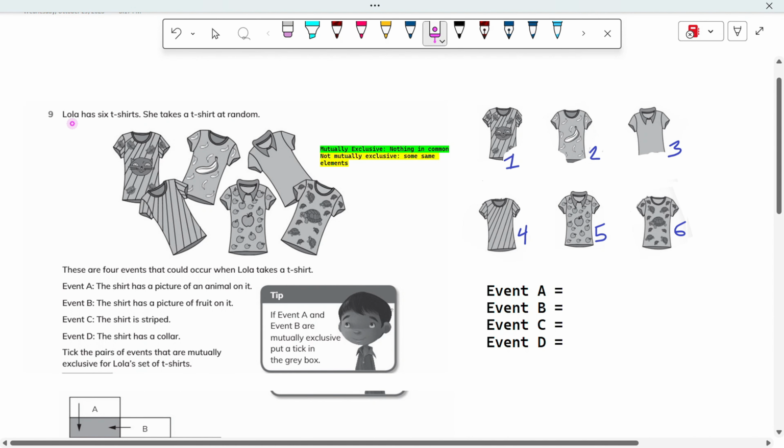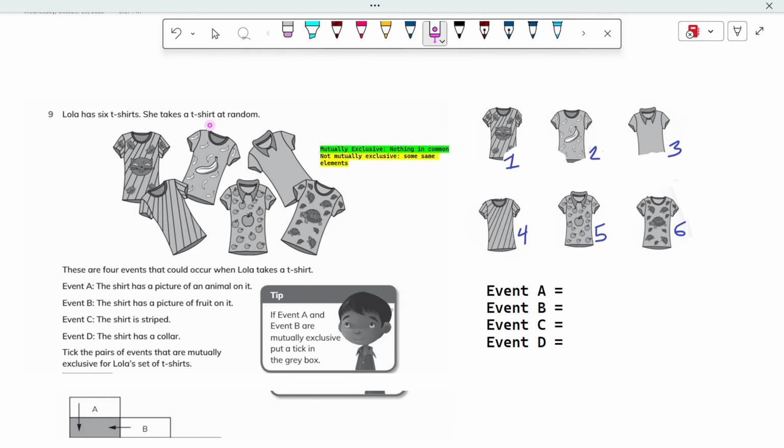Alright, our question reads, Lola has 6 t-shirts. She takes a t-shirt at random. So these are the 6 t-shirts. And I've redrawn them over here and numbered them 1, 2, 3, 4, 5, 6. So this is going to help us to write out the list of shirts for each event. These are 4 events that could occur when Lola takes a t-shirt. Event A, the shirt has a picture of an animal on it. B, the shirt has a picture of a fruit on it. C, the shirt is striped. D, the shirt has a collar.